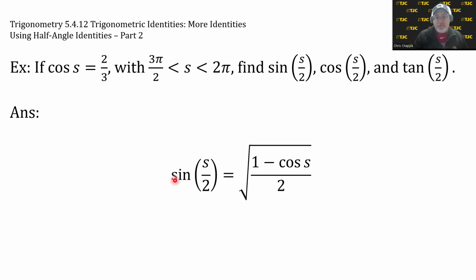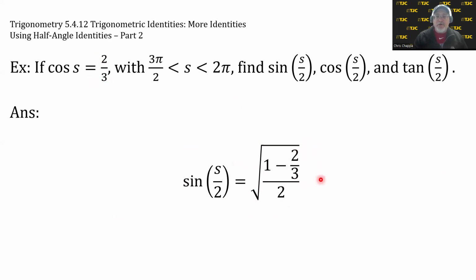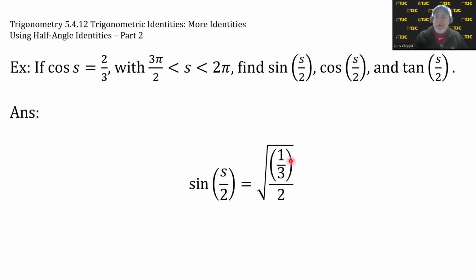Let's start with sine of s over 2. Here's our half-angle formula, the square root of 1 minus cosine of s all over 2. Notice we don't have the plus minus because we've already determined that in quadrant 2, sine is positive. Now we simply substitute the value of cosine of s, 2/3, into the identity and simplify. Cosine of s becomes 2/3. 1 minus 2/3 is 1/3. To do 1/3 divided by 2, we could do 1/3 times 1/2, which is 1/6.